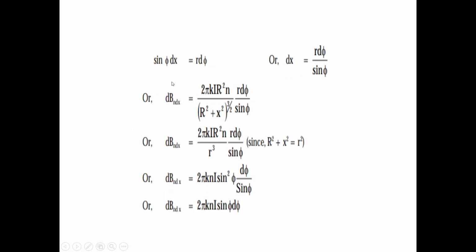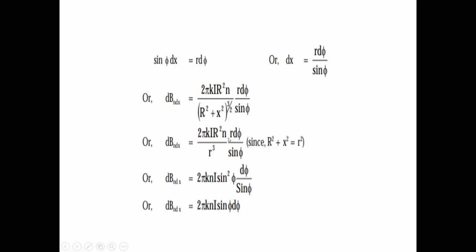Now by comparing, sin phi dx is equal to R d phi. Then the dx value is equal to R d phi by sin phi. Now substitute the dx value in the n dx formula. So this is the dx value. Clearly, R square plus x square we take as small r square. So that r square whole power 3 by 2 becomes r cube. Here, this is the final.